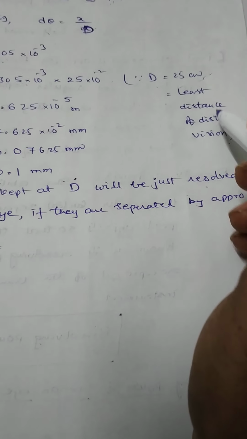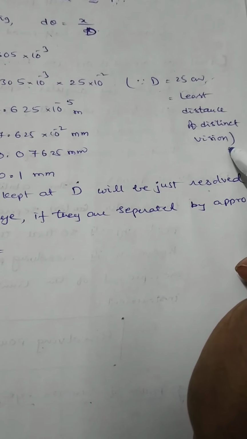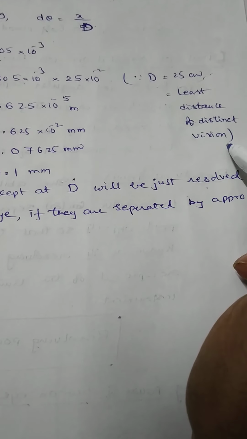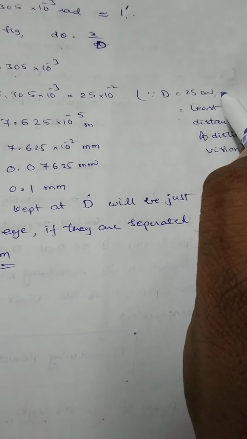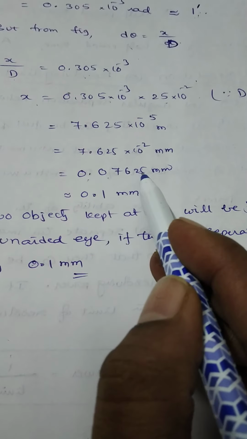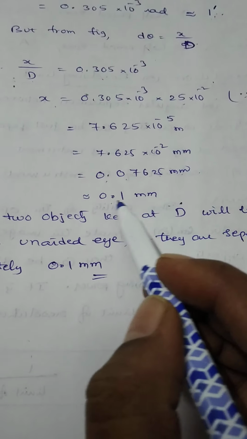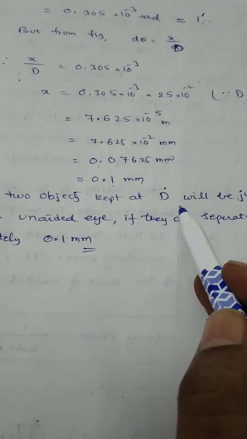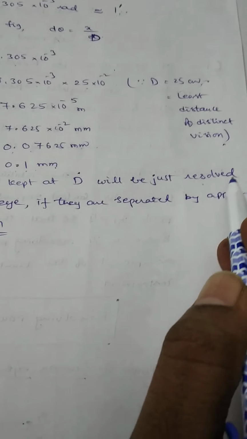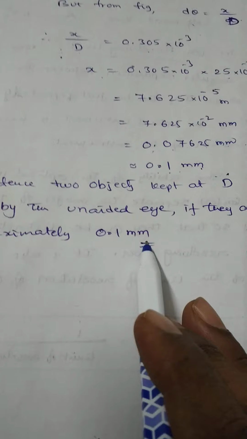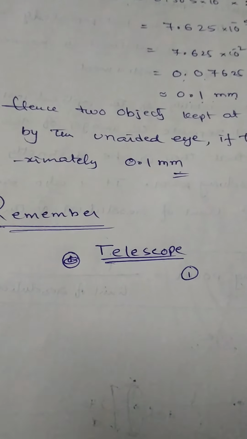25 centimeters is the least distance of distinct vision. What is meant by the least distance of distinct vision? It is the minimum distance of the object from the human eye at which it can be seen clearly. For a healthy person, capital D is 25 centimeters, that is 25 into 10 power minus 2 meters. After solving, x is 0.07625 millimeters, or nearly 0.1 millimeter. That means two objects kept at capital D will be just resolved by the unaided eye if they are separated by approximately 0.1 mm.